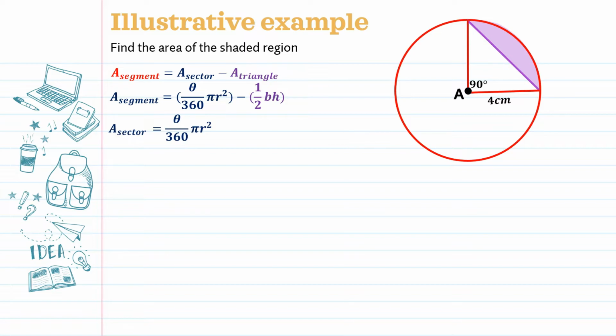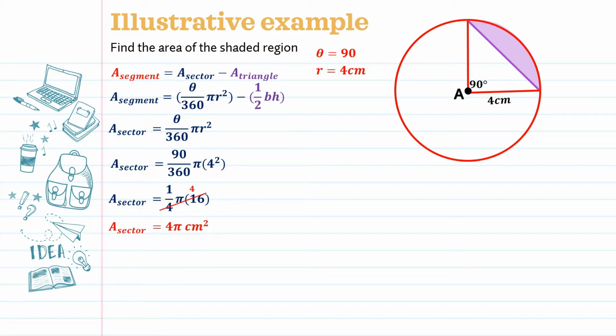So for this one, we're going to use the theta, which is 90 on the given figure, and the radius, which is 4 cm. So replacing the values of theta and radius, we will have area of sector is equal to 90 over 360 pi 4 squared. So simplifying this further, we will have 1/4, which is the simplified form of 90 over 360, pi times 16, which is 4 squared. After this, we can cross cancel 4 and 16, which will give us 4. So therefore, our area of sector is equal to 4 pi cm squared.